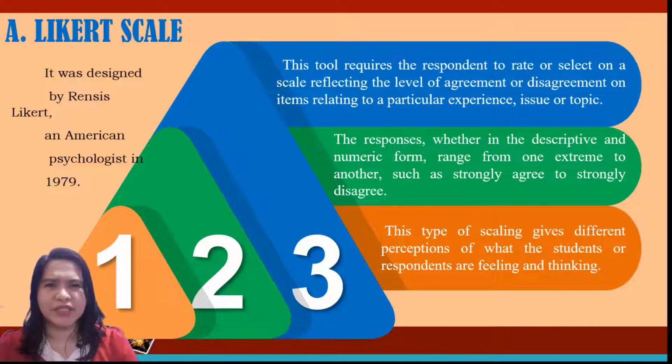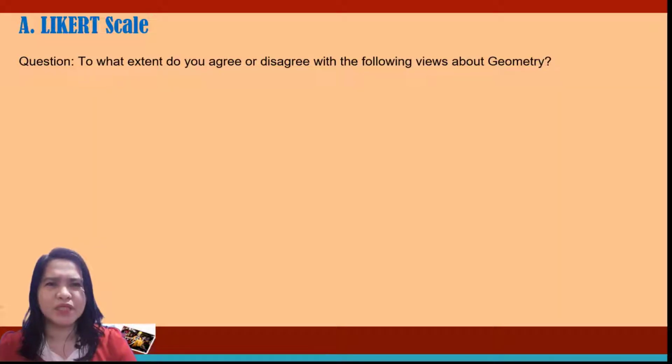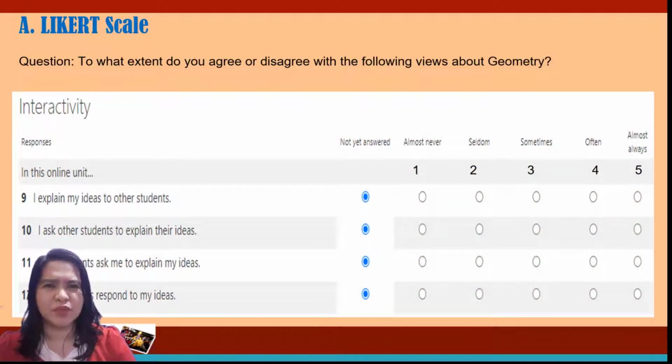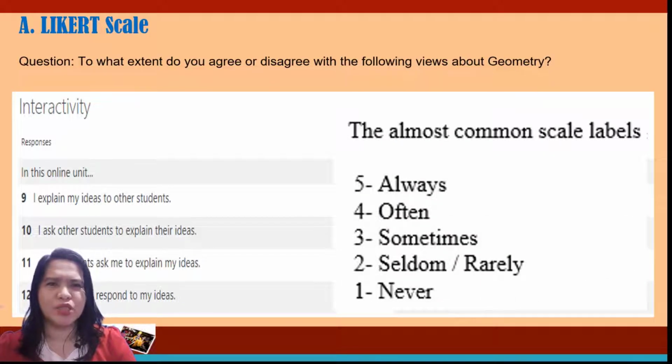Here is a sample Likert scale. In this example, the student is asked the extent he agrees or disagrees with the following views about geometry. With this, the respondent or student is requested to select only one option among the given choices. The most common scale labels with corresponding numeric values are 5 for always, 4 for often, 3 for sometimes, 2 for seldom or rarely, and 1 for never.